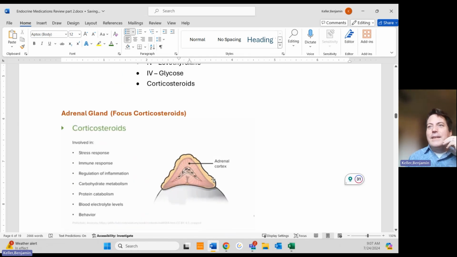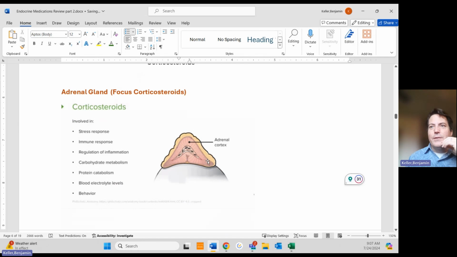So this is a little hat. The adrenal gland is a little hat. It sits on top of the kidney here, like a little hat. And then the cortex is going to be kind of on the outside, middle towards the top, and in the center of that hat is the adrenal medulla.